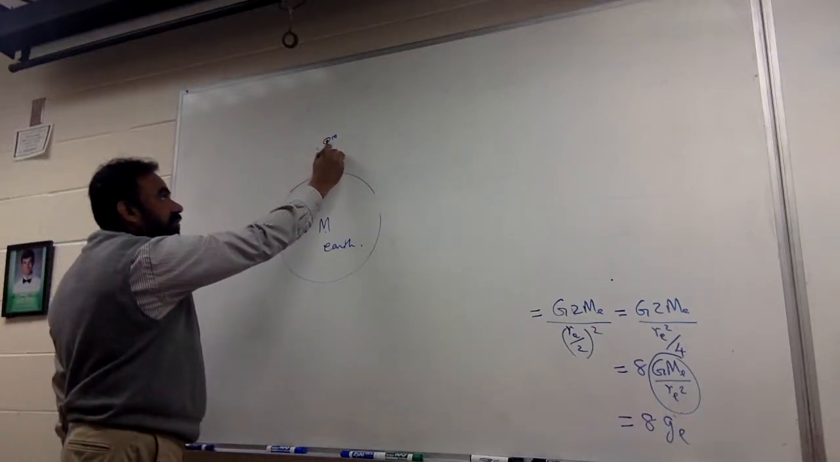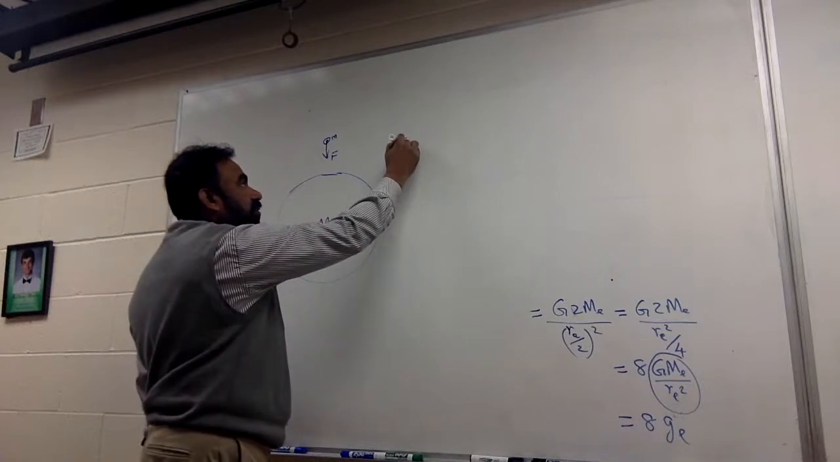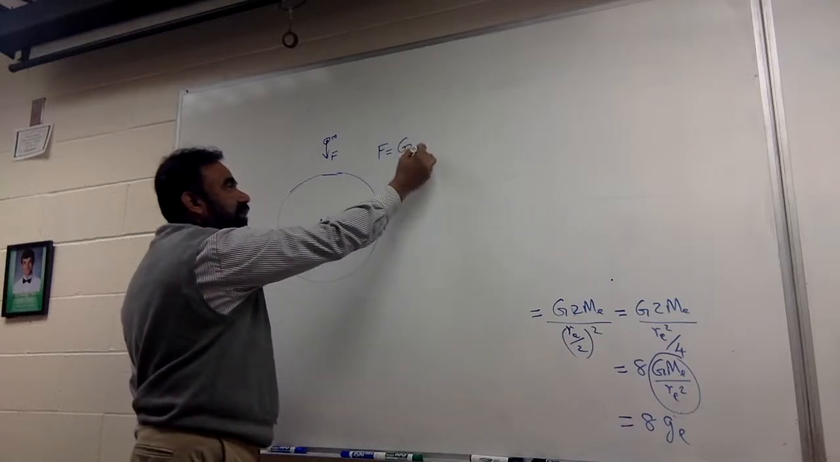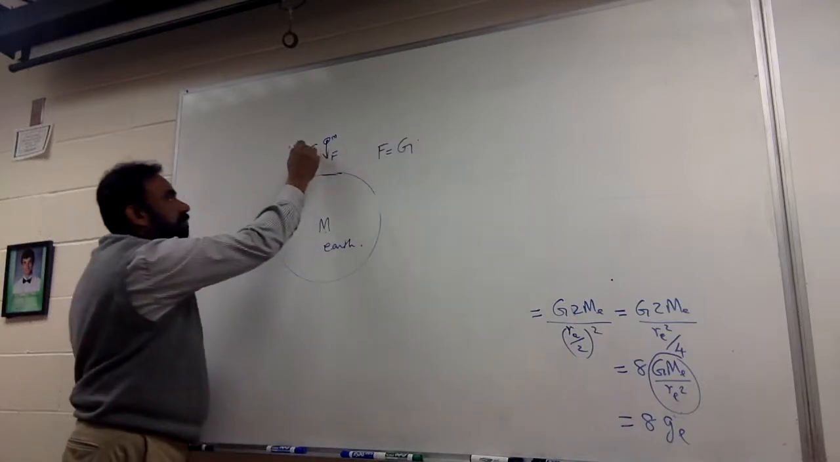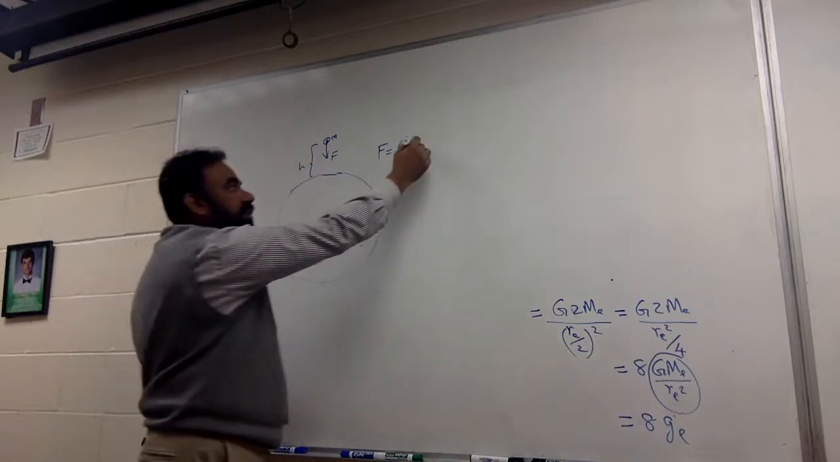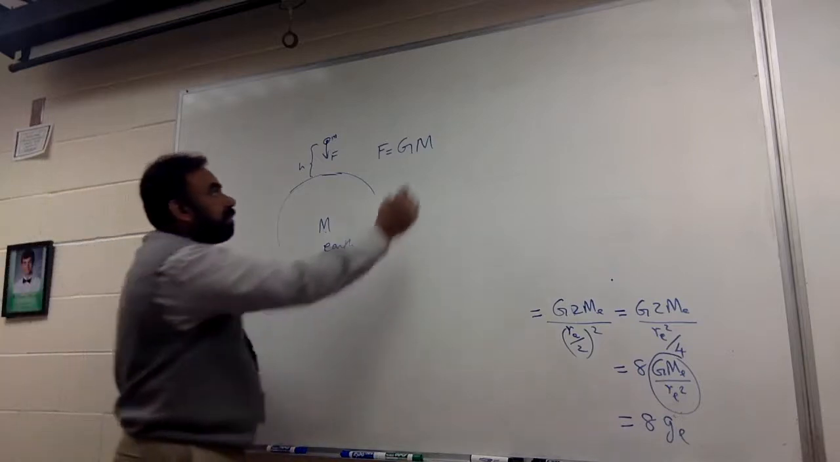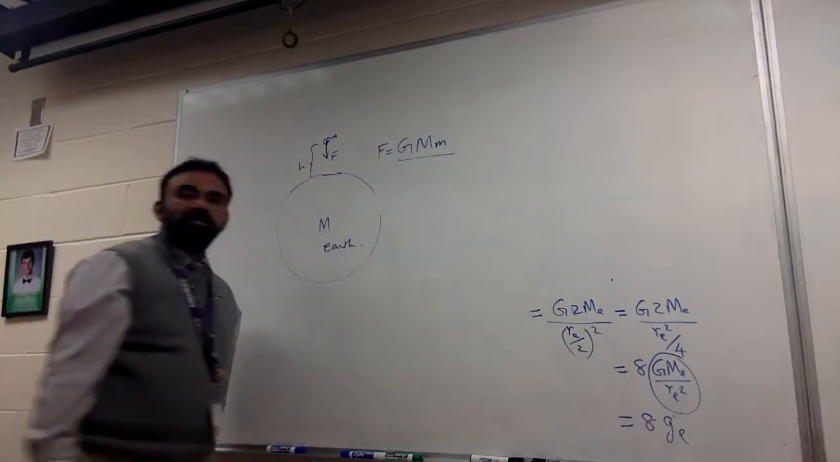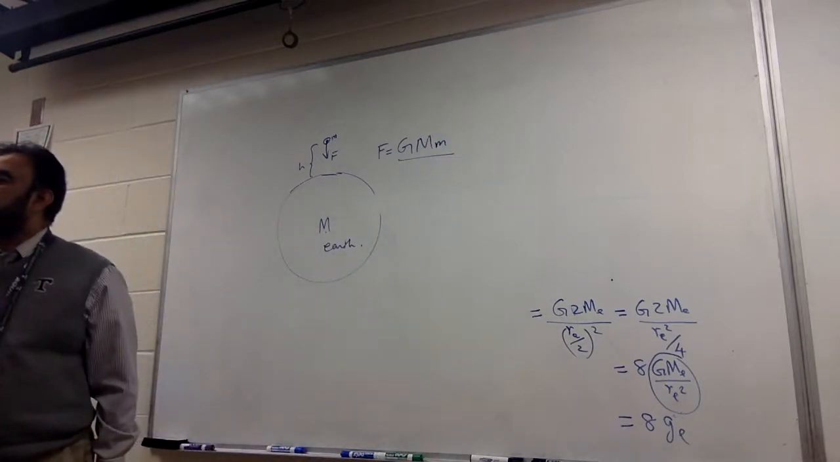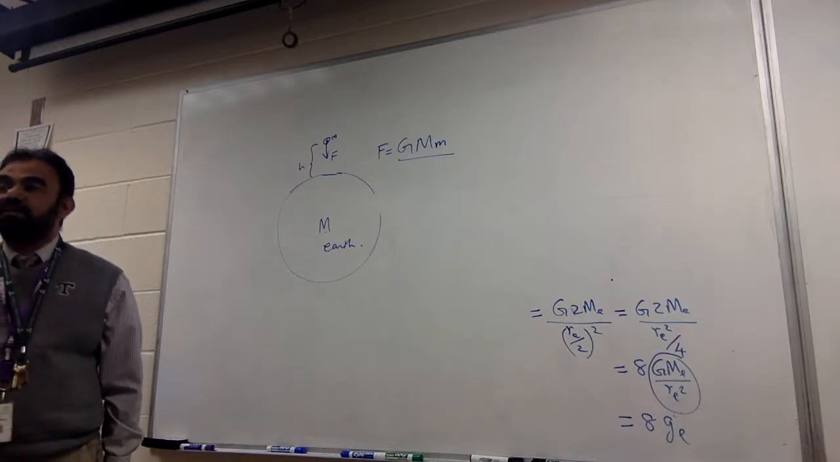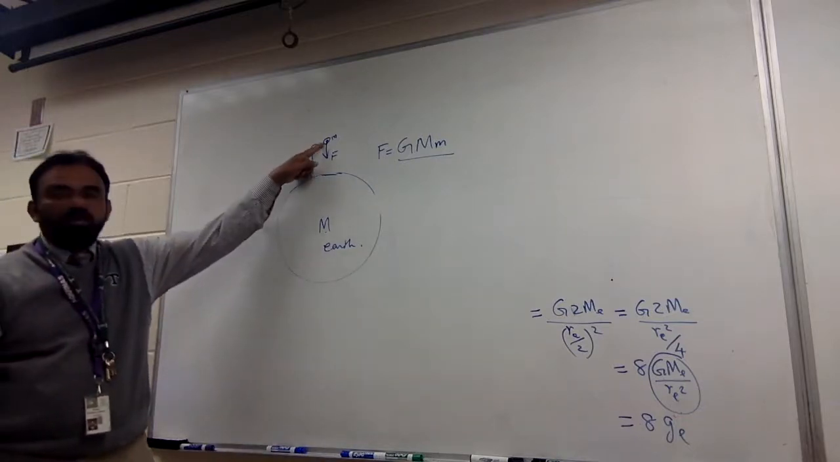Downward, how much? According to Newton's law of gravitation, F is what? G times the mass of the Earth times the mass of me, over distance squared. How much is the distance? What is the distance between me and the Earth?